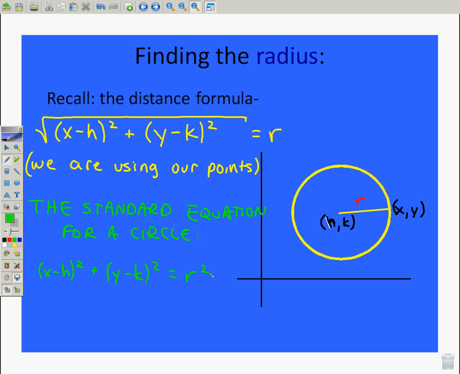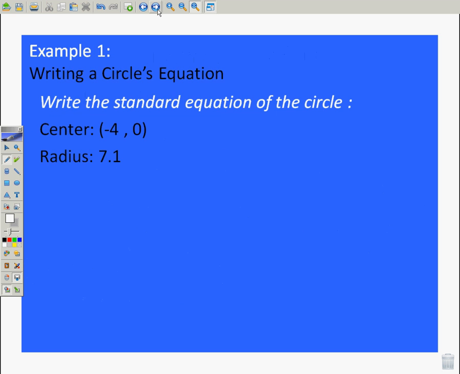Okay, so what you're taking away from this slide is right here. Boom. Okay? Standard equation for a circle. Now, we're going to move on to example 1. In example 1, we are going to write the standard equation of a circle. They are giving us the center. They are giving us the radius. So what I'm going to do right away, right off the bat, is I'm going to say this is h.